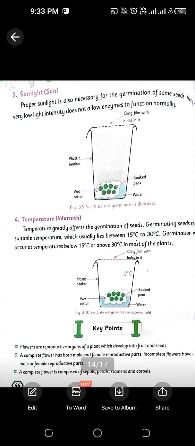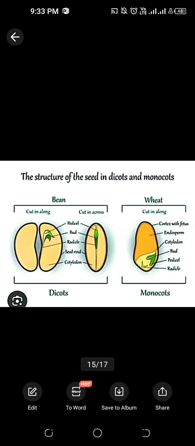Then we have sunlight. Sunlight is very necessary for the germination of seeds, and low sunlight will obviously affect the process of germination. Then we have temperature. There is a desired temperature for the germination of seed, which lies between 15 degrees Celsius to 30 degrees Celsius. Fluctuation in the temperature will obviously affect the germination.